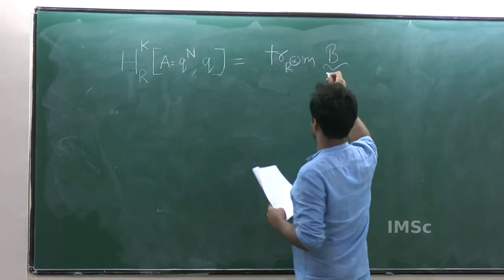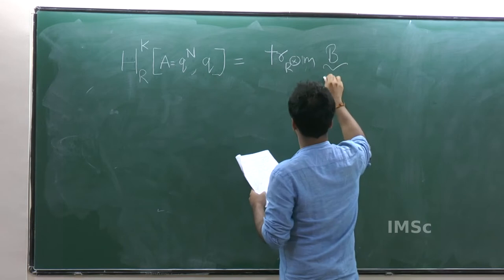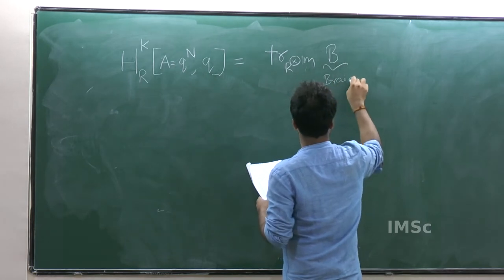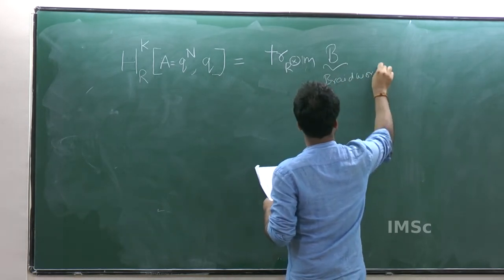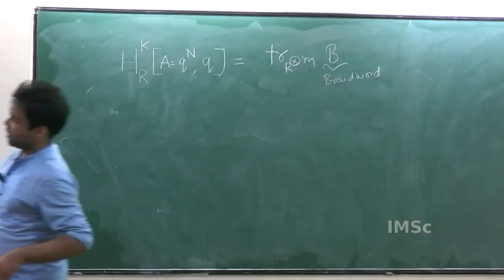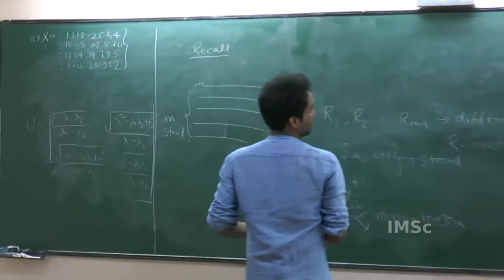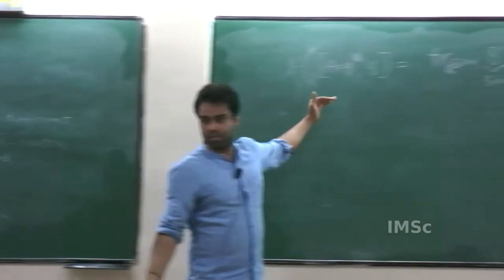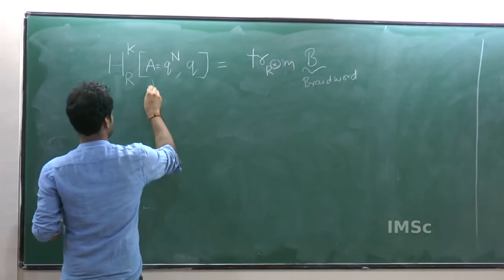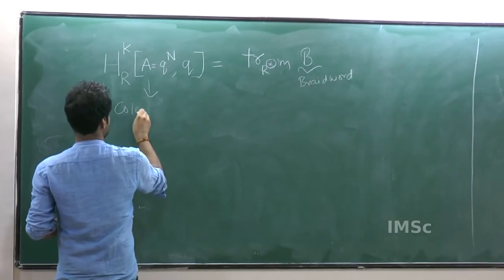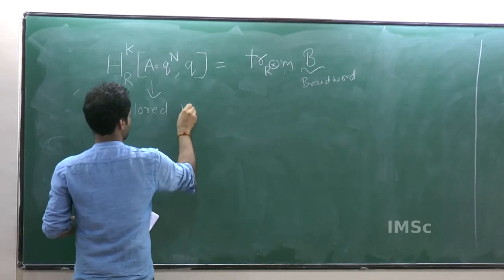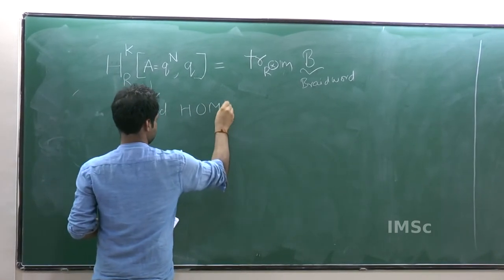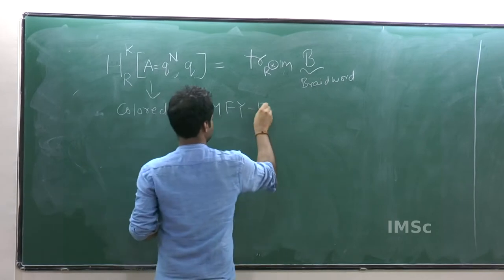I will explain this with an example. This is called a braid word. And there are a couple of references, there are lots of references, so you can check. This is the most general formula. It's called the colored HOMFLY-PT invariant.